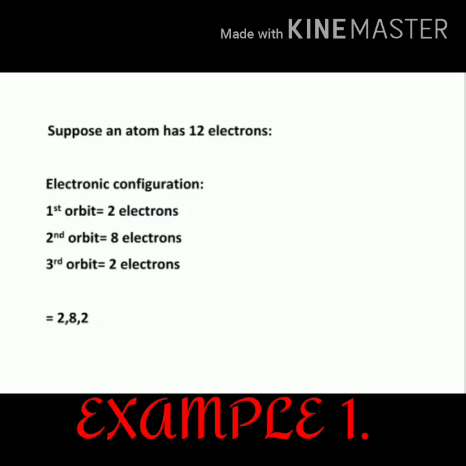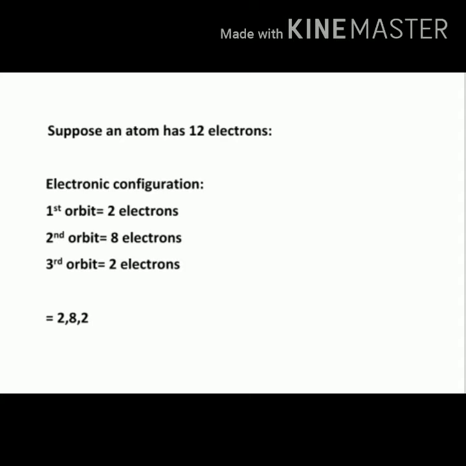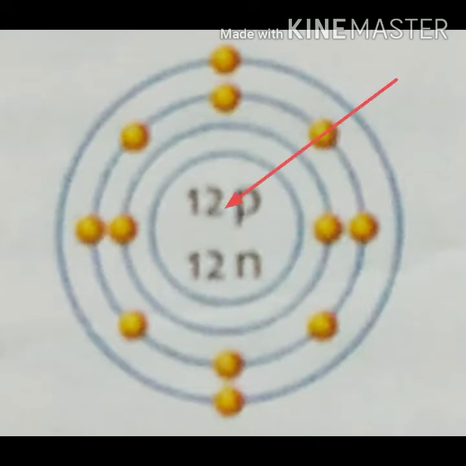We have already calculated the electronic configuration of an atom which has 12 electrons, that is 2, 8, 2. That means how many orbits does it have? 3. So let's start drawing. So in the center, we have to draw the nucleus. And we already know inside the nucleus we have protons and neutrons. Now you have to calculate the number of protons and neutrons from the given atomic number and mass number. Then we draw the first orbit around the nucleus. Then we draw the second orbit and then the third orbit.